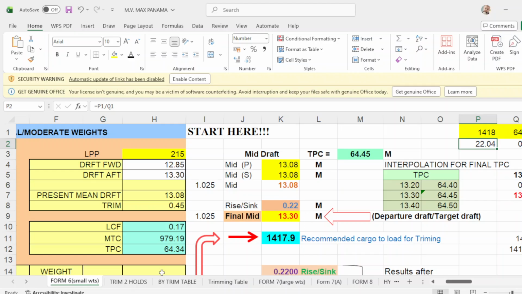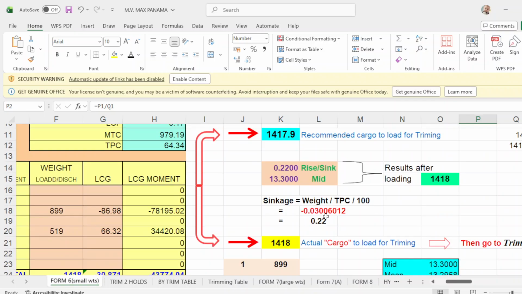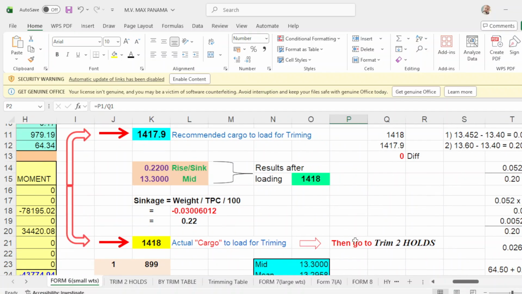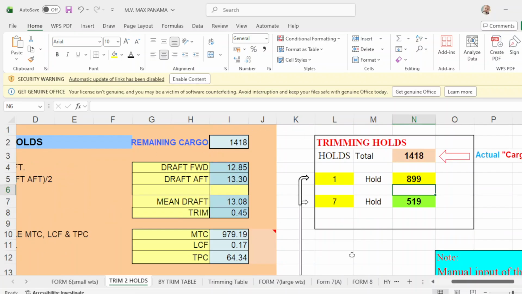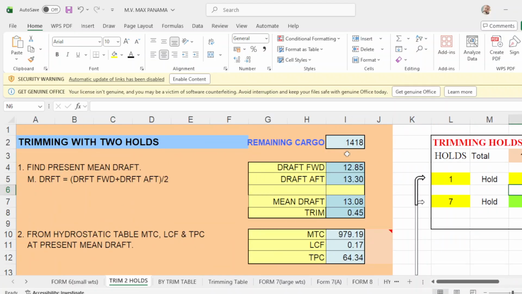So with this figure of your initial draft, you take out your LCF, MTC, and TPC. That is already automatic in your program. Then we know already the remaining cargo to load. Then it says here, go to trim 2 holes, which is this one. Take note that the remaining cargo is already put here. So this is what we call the trimming with 2 holes.